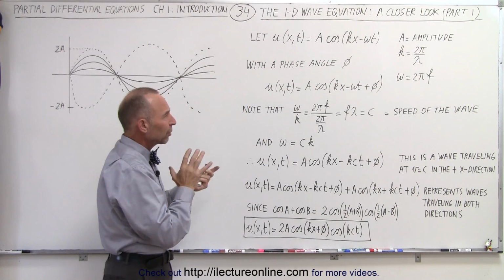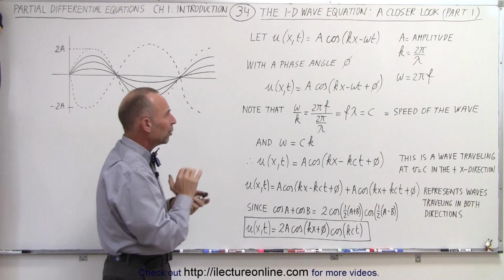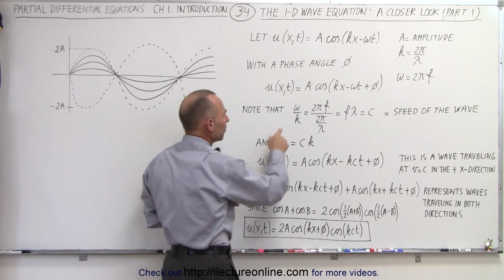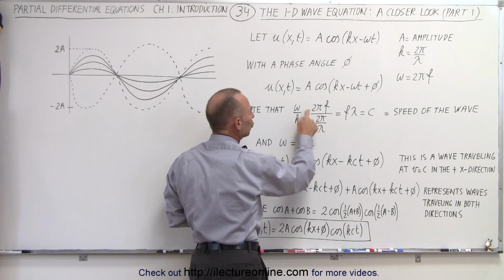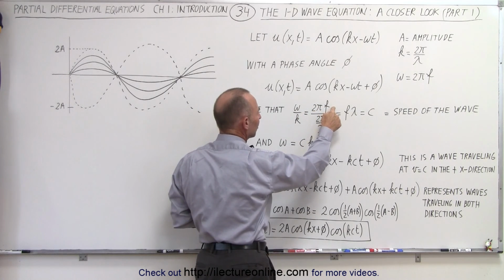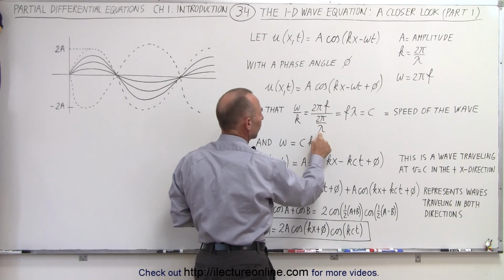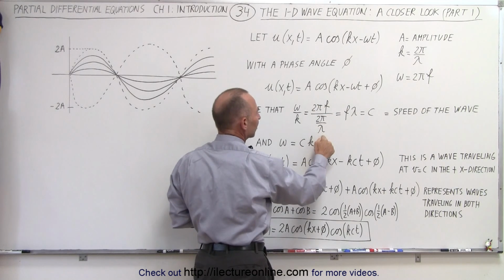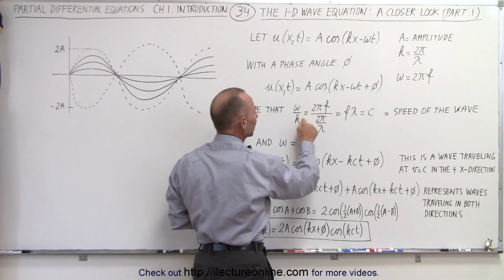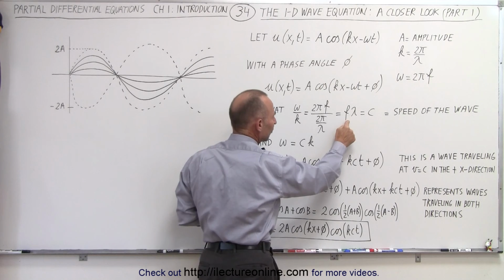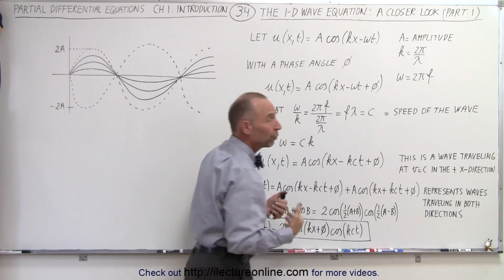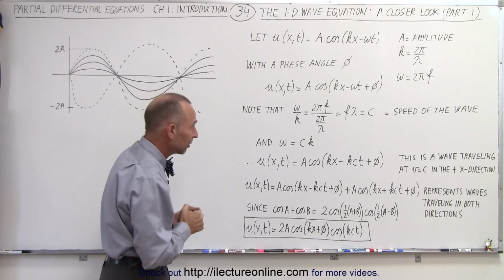Now let's take a look at the relationship between k and omega. It turns out if we take omega and divide it by k, we get 2 pi times the frequency, divided by 2 pi divided by the wavelength, which means that the 2 pi's cancel out, and we end up with omega over k being equal to lambda times the frequency, which is equal to the speed of the wave, in this case, the speed of light.